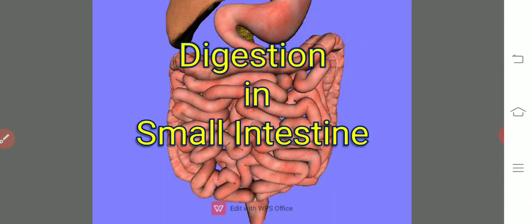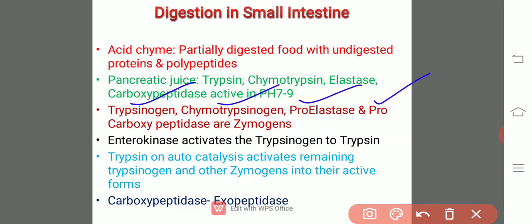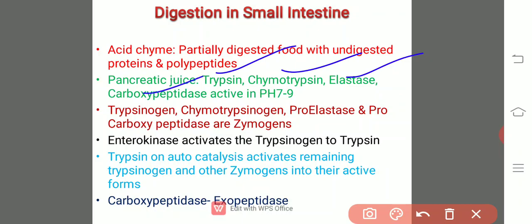Then coming to the digestion of proteins in the small intestine, basically the food which is present in the stomach is acid chyme. This acid chyme possesses the partially digested food along with the undigested proteins. The pancreatic juice comprises four kinds of enzymes in the inactive form, namely trypsinogen, chymotrypsinogen, proelastase and procarboxypeptidase. All of them are zymogens, inactive enzymes, but they get activated into trypsin, chymotrypsin, elastase and carboxypeptidase. But the required pH for the activity of all these four kinds of enzymes is alkaline.